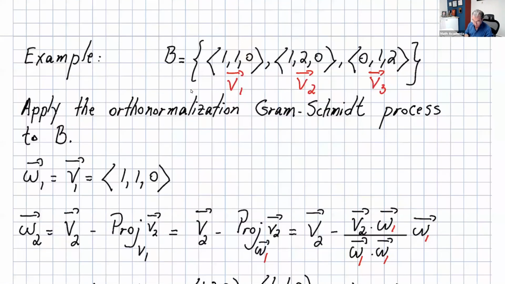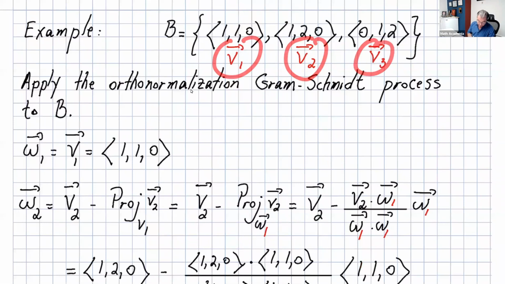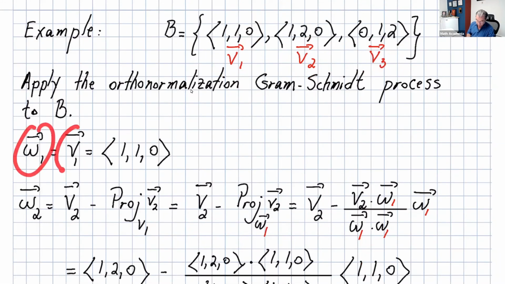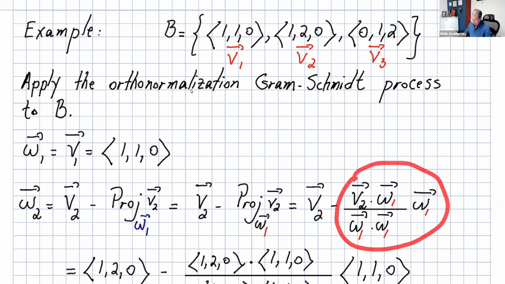So we start again with 3 vectors. The first vector W1, you just call it V1. You take that vector. The second vector is V2 minus the projection of V2 onto W1. And you can use the formula. That's the orthogonal projection formula. So let's go ahead and find it.